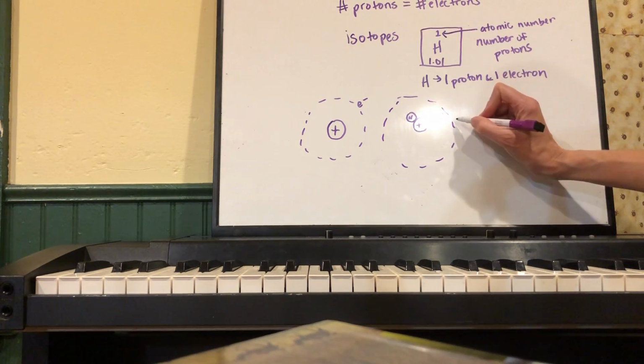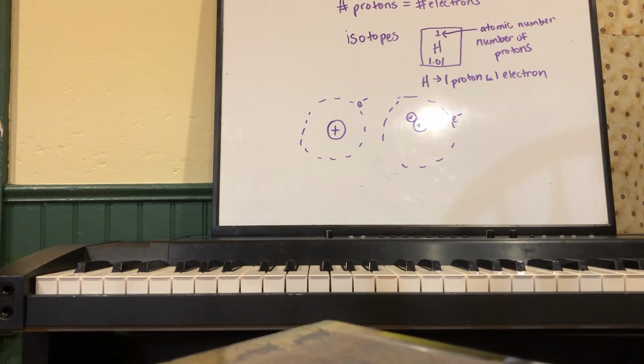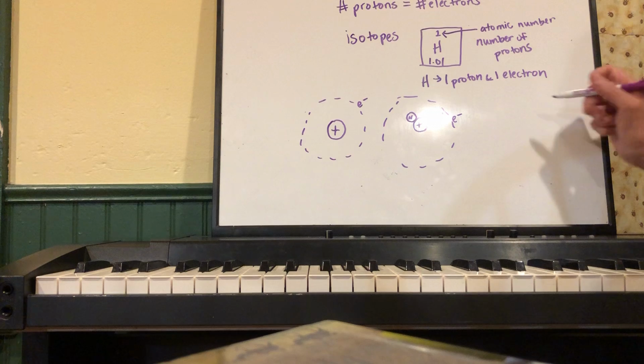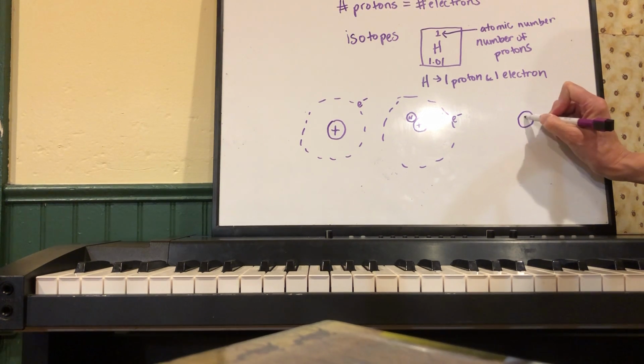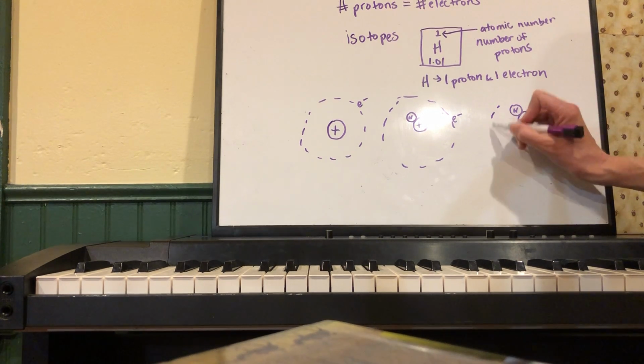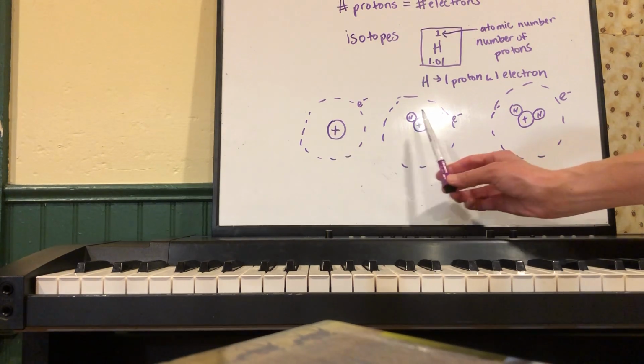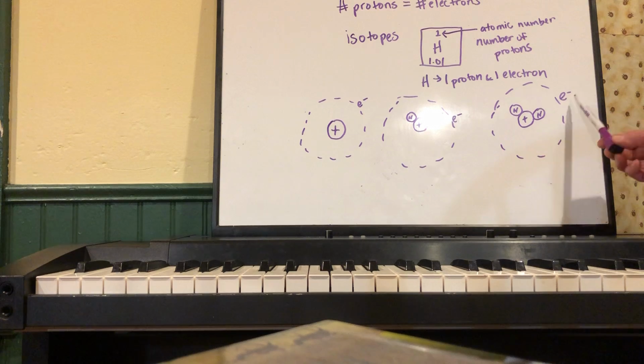You're going to find hydrogen that has 1 proton and no neutrons. You're going to find hydrogen that has 1 proton and 1 neutron. And then you're going to find hydrogen that has 1 proton and 2 neutrons. Okay? They're all hydrogen. All these 3 things are hydrogen. They're not a different element. They're all still hydrogen because they have 1 proton and 1 electron. The number of neutrons doesn't matter for what element it is.